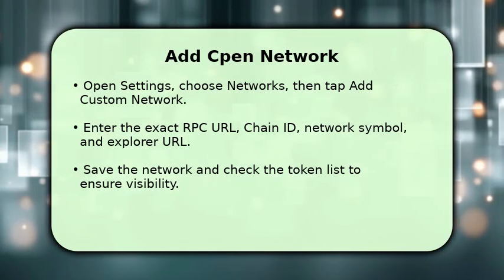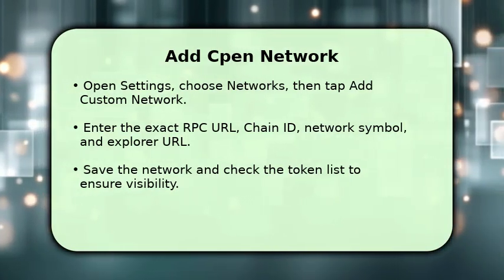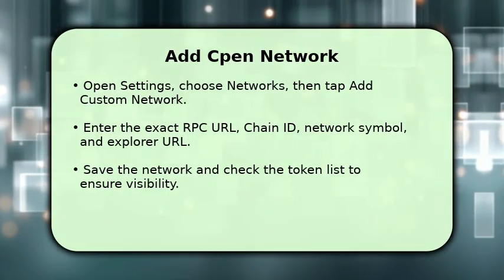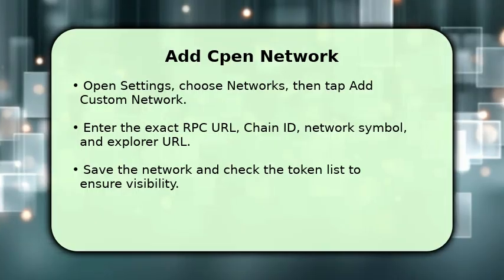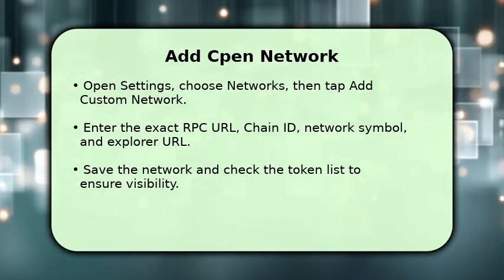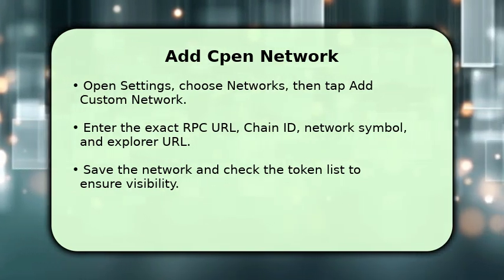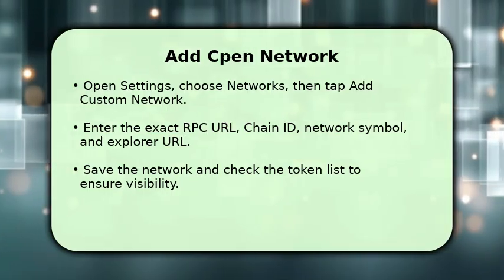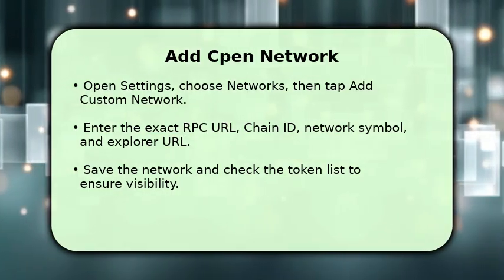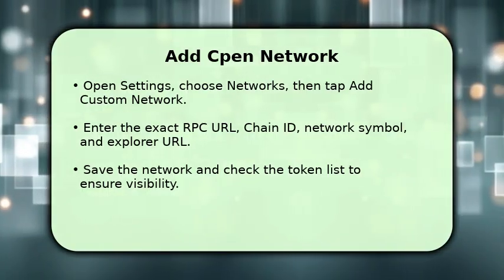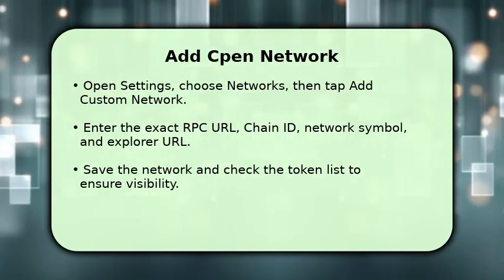To add Cpen Network, go to Settings, tap Networks, and select Add Custom Network or similar option. Carefully paste the RPC URL, enter the chain ID exactly, set the network symbol, and add the block explorer URL if available. Save the network and return to your wallet view, toggling the new network on for the wallet you selected. Finally, add the token contract address so your balances show correctly and transactions can be sent.